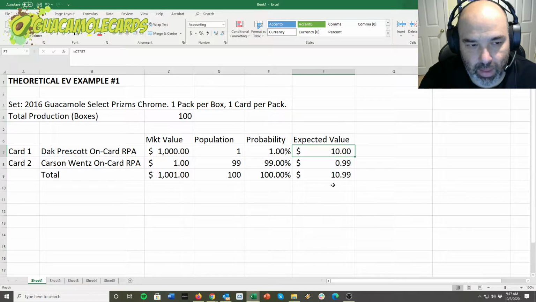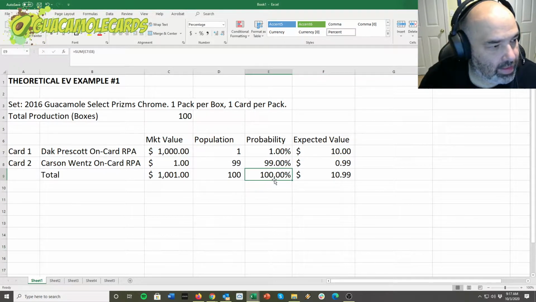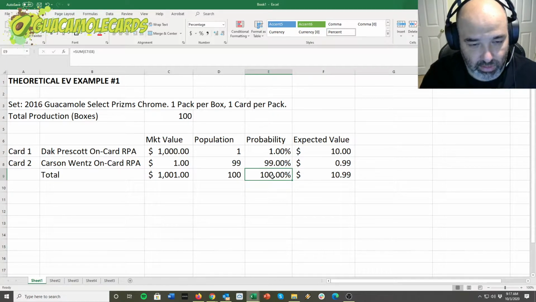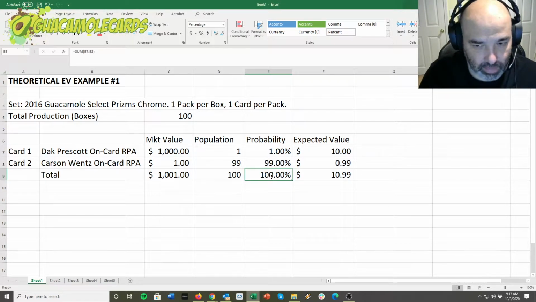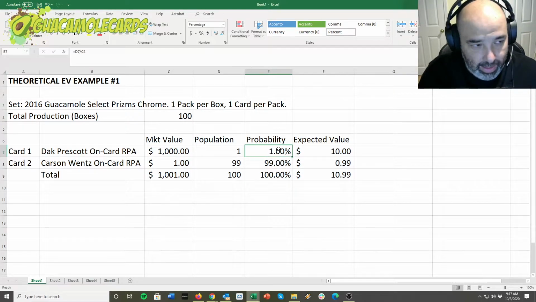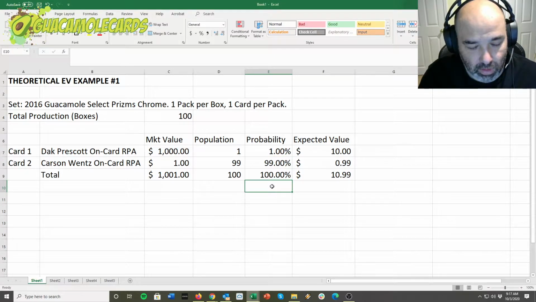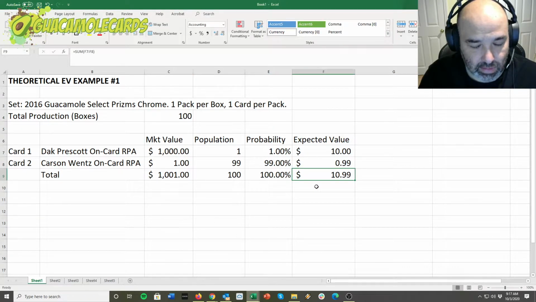Now we know this, if you look at this cell here, there's a 100% chance that we're going to pull something. So that's what this signifies. There's a 100% chance we're going to get a card, but there's only a 1% chance it's going to be the card we want. However, in the long term, your expected value from each individual box that exists, there's 100, is $10.99. So we expect to pull $10.99 of value out of this box.